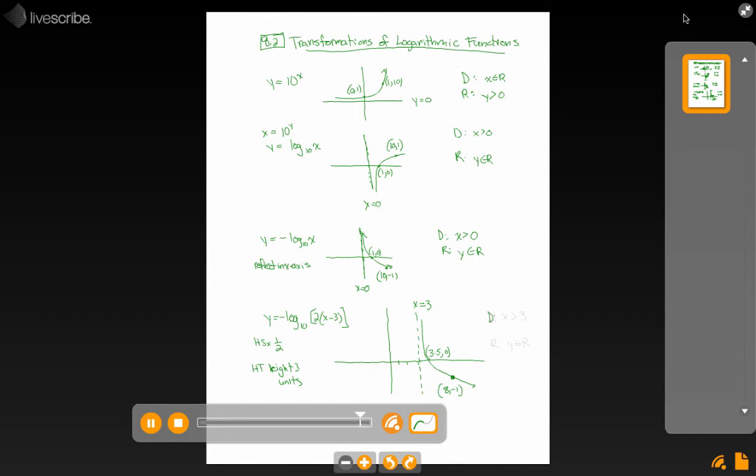The domain of this graph has changed now. X has to be greater than 3. The range is still y is an element of all real numbers, but by moving one of these log graphs right and left, you do actually change its domain.